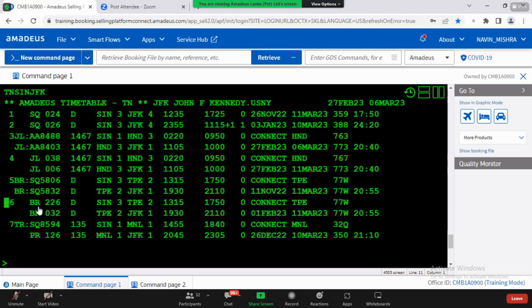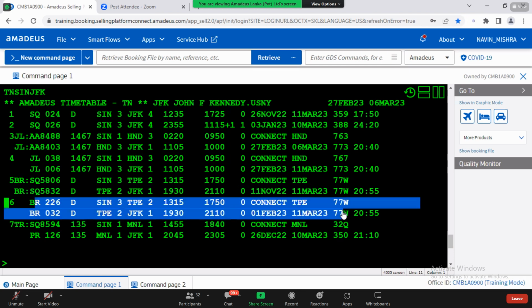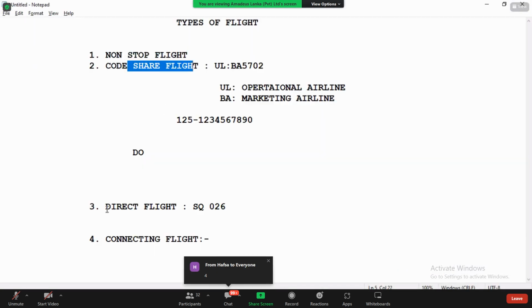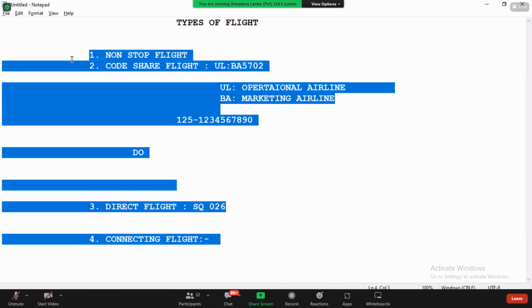Now clear, Hafsa? Yes, no? So how many types of flights are there? Generally, there are 4 types of flight: non-stop flight, code share flight, direct flight, and connecting flight. All right. Clear to everyone?